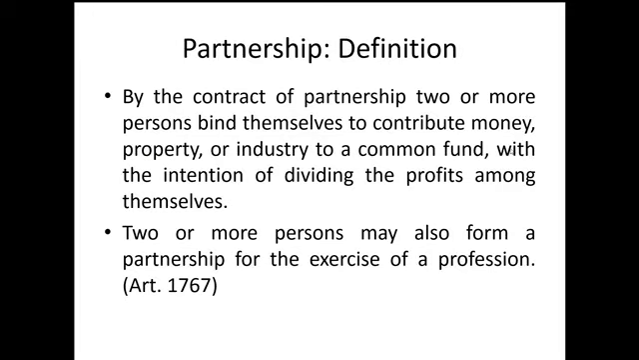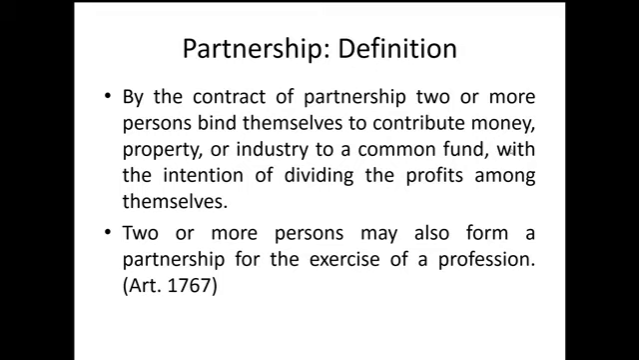Now let us define first partnership. Under Article 1767 of the Civil Code, by the contract of partnership, two or more persons bind themselves to contribute money, property, or industry to a common fund with the intention of dividing the profits among themselves. Second paragraph, two or more persons may also form a partnership for the exercise of a profession. Bali, yung first paragraph, I'm referring to an ordinary partnership, while second paragraph, I'm referring to a general professional partnership.